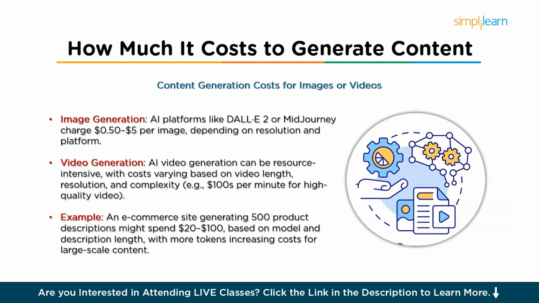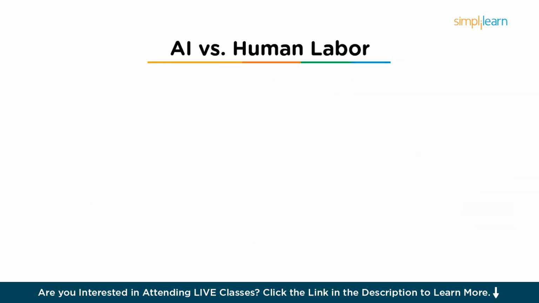So let's say an example, if an e-commerce site uses an AI model to generate 500 product descriptions, it might cost $20 to $100 depending on the model and the length of description. The model might process hundreds of tokens per product description, leading to more substantial costs for large-scale content generation. So having known the costs of AI, let's see AI versus human labor, whether AI is really cheap.